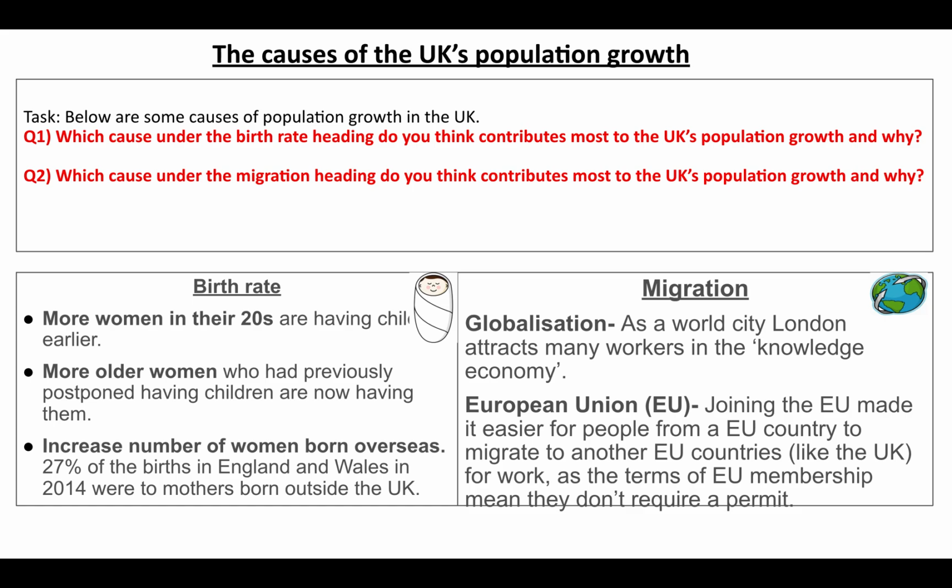Also, on that same topic of having better science to be able to have children later in life, many older women who previously postponed or delayed having children are now having their children. Okay, and then finally, an increase in the number of women born overseas. So 27% of the births in England and Wales for 2014 were to mothers who were born outside of the UK. And this is a really interesting point.